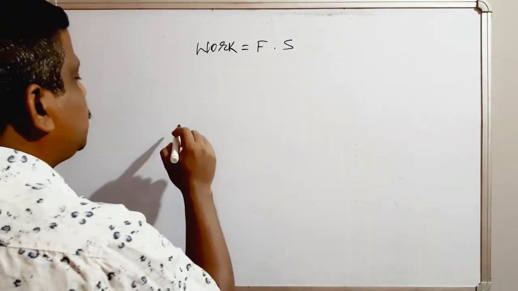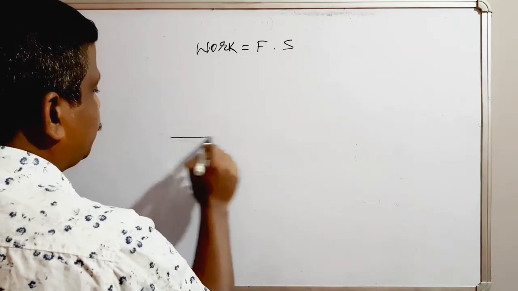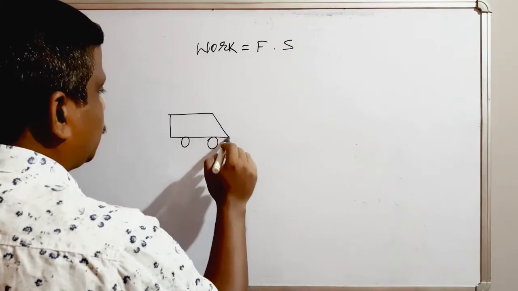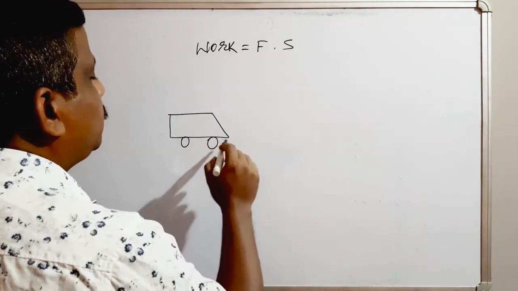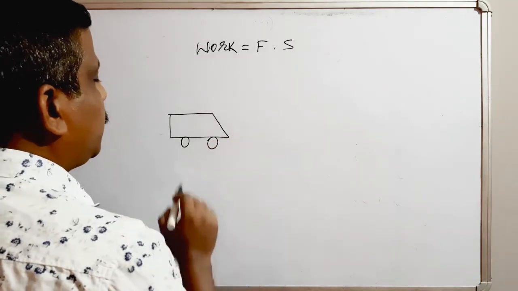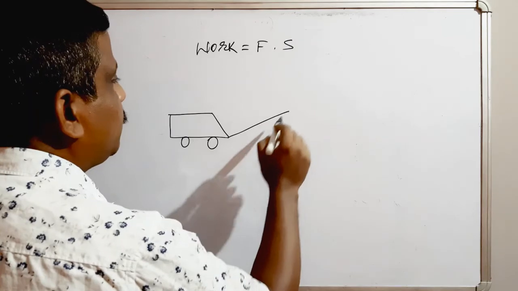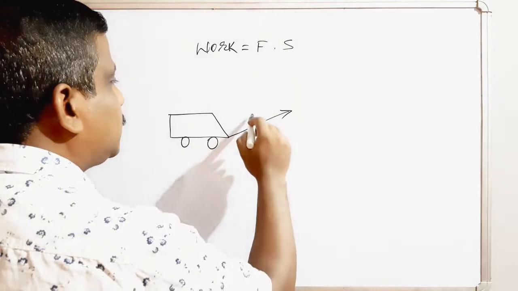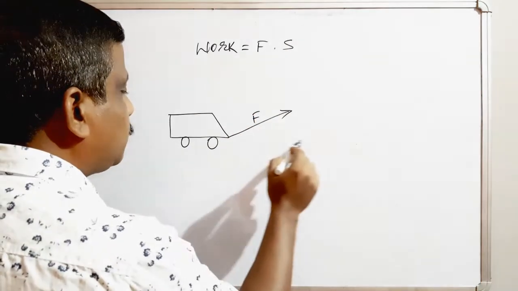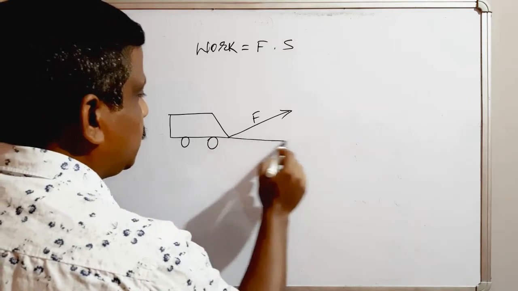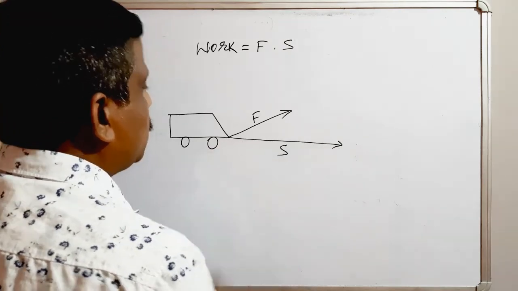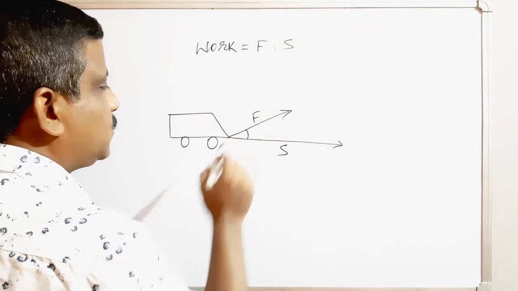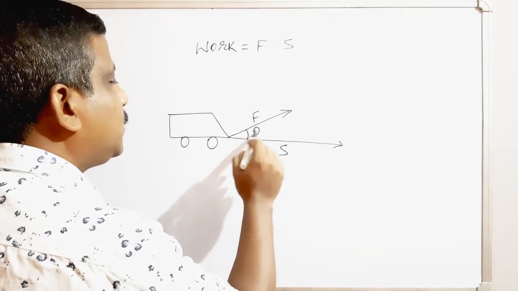But suppose this is a toy car, and a boy pulls the toy car. A string is tied to here. A boy pulls a toy car. So the force is applied in which direction? This direction. But the displacement of the toy car is in which direction? In this direction. So between the force and displacement, one angle is forming or not? This angle. Let that angle be theta.